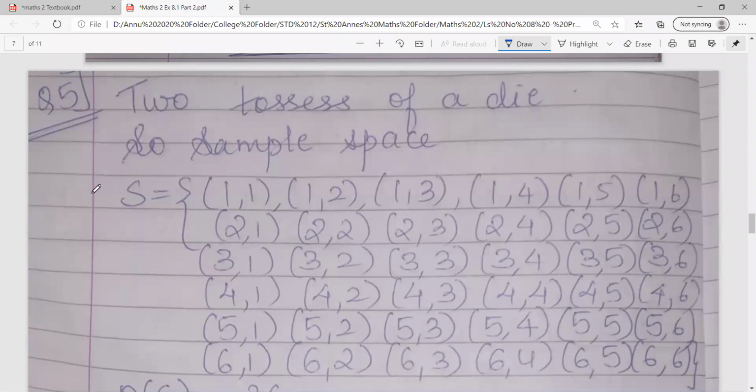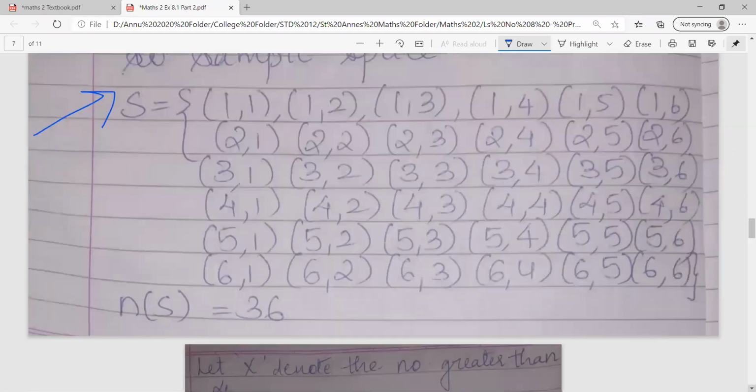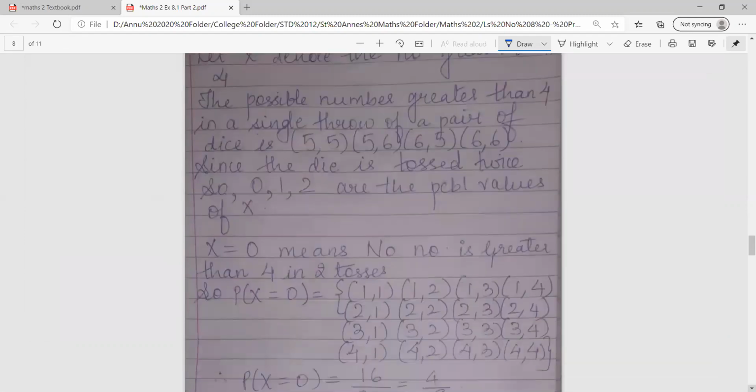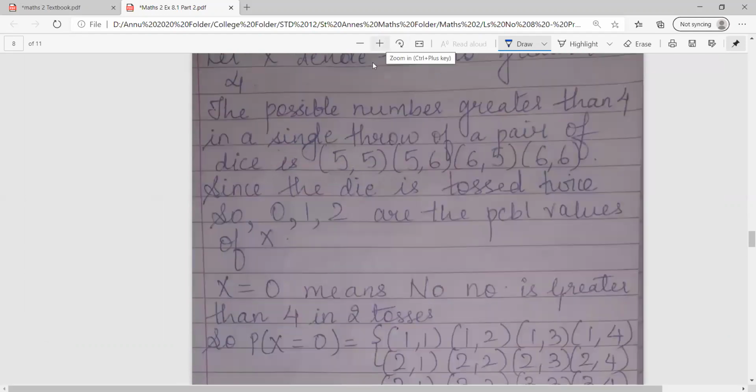So this you have done previously also class when you're tossing a die 2 times. The number of sample space is 36. I hope you all know how to write it. 1, 1, 1, 2, 1, 3. ऐसे करते करते you will go up to 6, 6. So that is the sample space 36. Now let X denote the number which is greater than 4. Correct? Now the possible numbers which are greater than 4 in a single throw, which you can get is 5, 5, 5, 6, 6, 5, 6, 6.